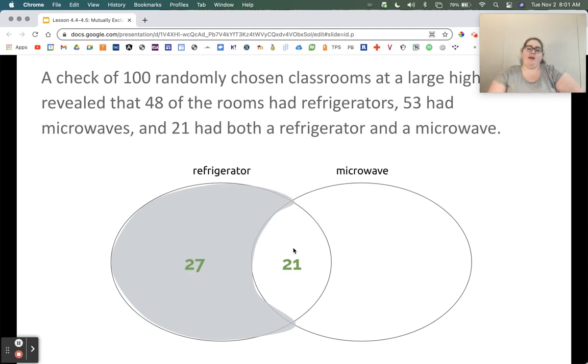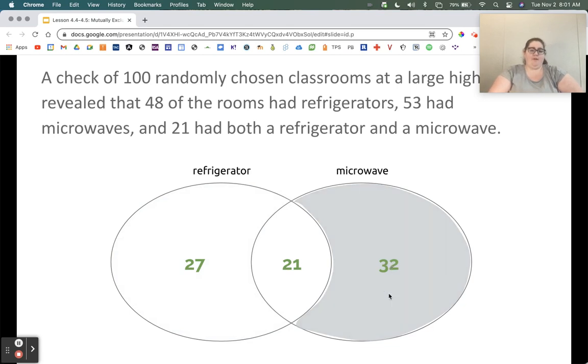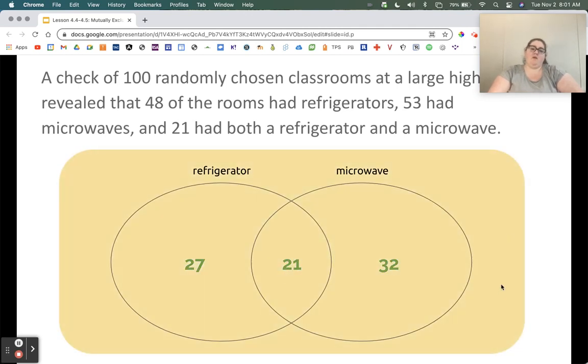53 total have microwaves, 21 is in the intersection, so if I subtract, I know that 32 have just a microwave. Right. And then if I add those all together, that'll tell me who has one or the other or both. And then I know that the rest of the 100, anybody who's not included in one of these spots, is on the outside, so that if I add those together, I get 80. So I know 20 are on the outside who have neither. Right. So this is a good way to visualize what's happening. It gives you an idea of where the numbers are and what they represent.